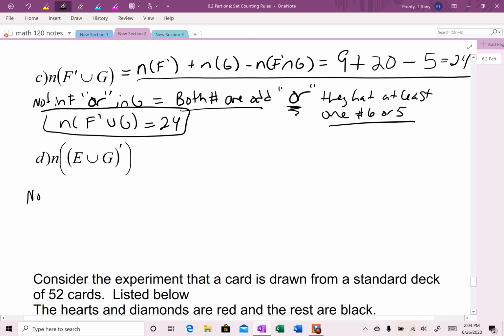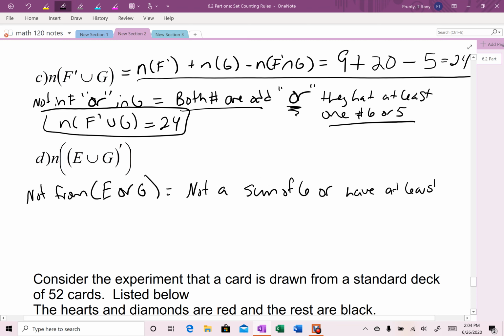And so first it's not from the set E or G. All right, and so I want to be not a sum of 6 or have at least a 6 or 5. All right, so those are what I don't want. I don't want a sum of 6 or have, so basically this one I'm going to eliminate.